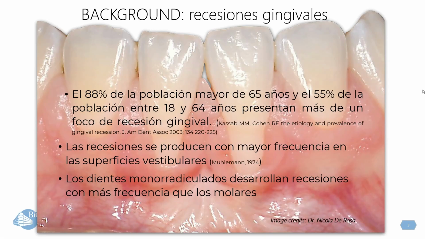Gingival recessions affect 88% of the population that is at least 65 years old and 55% of the population between 18 and 64 years old. Recessions are more frequent on the vestibular surfaces, and monoradicular teeth have a higher frequency of gingival recession compared to molars.